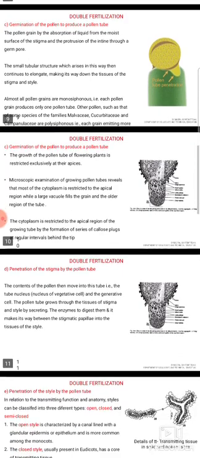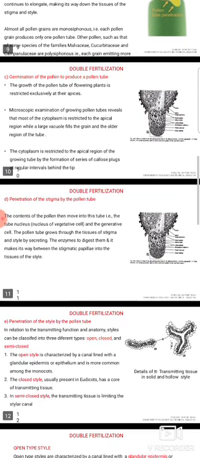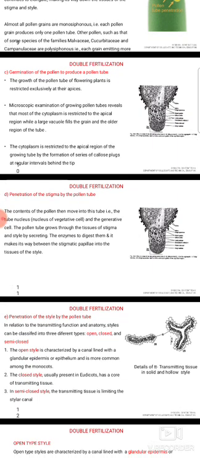Almost all pollen grains are monosiphonous, that is, each pollen grain produces only one pollen tube. Other pollens, such as that of some species of families Malvaceae and Cucurbitaceae, are polysiphonous. The growth of the pollen tube of flowering plants is restricted exclusively to the apices.